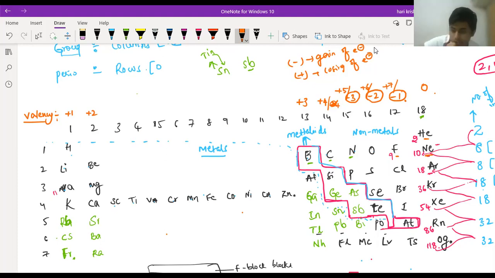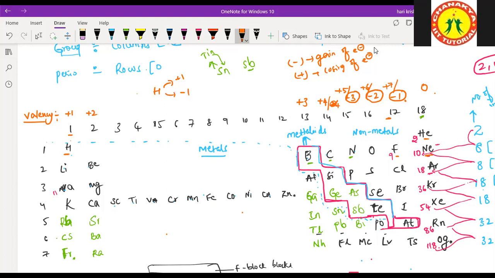Yes, sir. So the valency of hydrogen can also be -7? Very good question. Not -7, it is -1. Because hydrogen shows both properties. According to the Mendeleev table, hydrogen has similar properties of the first group as well as the 17th group. That's why it shows two valencies, +1 and -1.